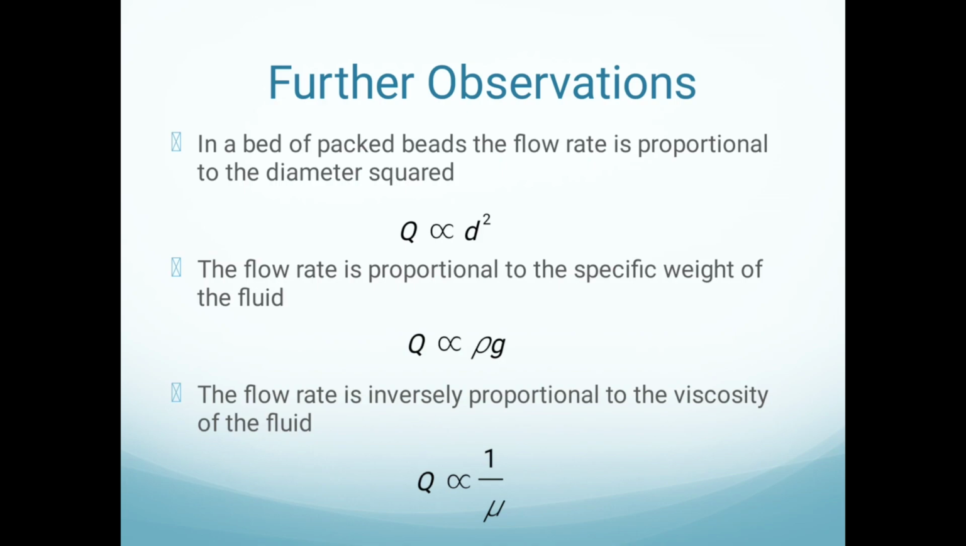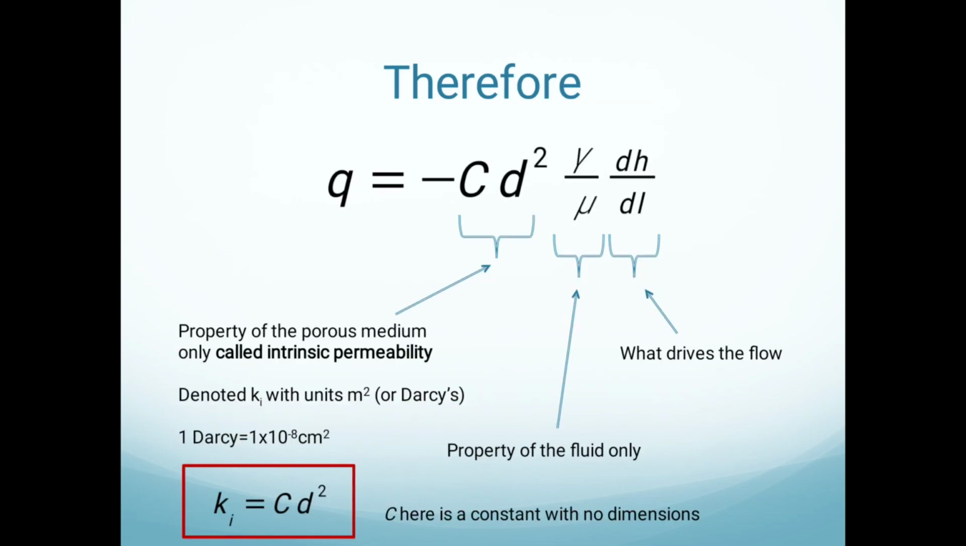In a bed of packed bricks, the flow rate is proportional to the diameter squared, and the flow rate is proportional to the specific weight of the fluid. That is Q directly proportional to rho g. The flow rate is inversely proportional to the viscosity of the fluid. That means Q directly proportional to 1/mu. Therefore, q = -C d² (ρg/μ) dH/dl. The properties of the porous medium alone are called intrinsic permeability. That means C d² is the intrinsic permeability.